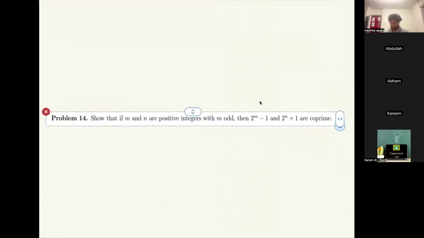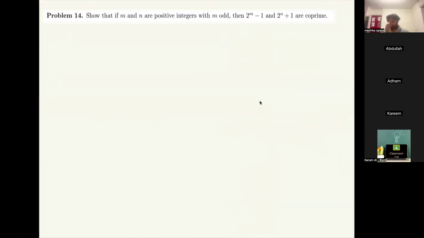Okay, so yeah, the problem is: you have M and N positive integers with M odd, and now you want to show that they're co-prime. So any ideas? Does the Euclidean algorithm work? We just want to show that the GCD is 1.